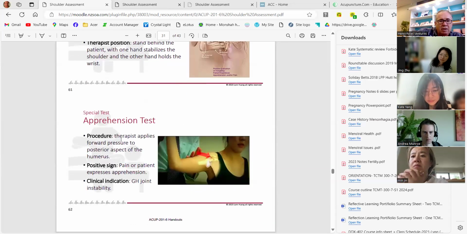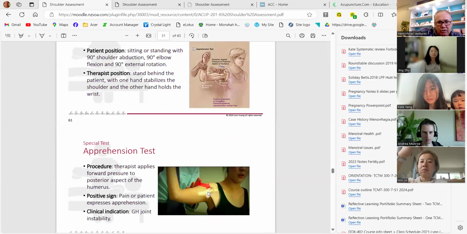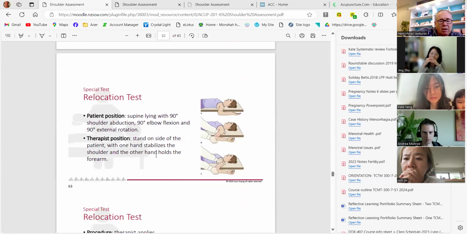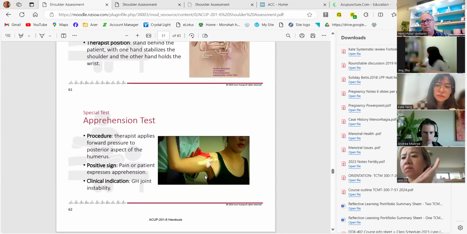And as you can see here, this is what happens when you put the shoulder in that position. And this is an explanation of how to do the test. Okay, it's looking for the instability of the glenohumeral joint. So that's the humerus, that's the glenohumeral joint, just in there. The humerus almost rotates 360 degrees in that joint. So that's why there are so many tests in the shoulder to figure out what's going on.